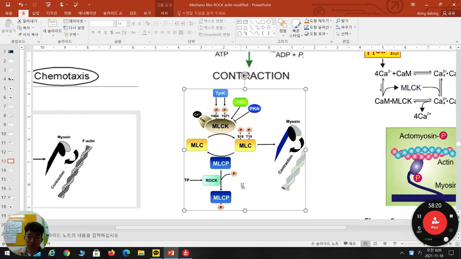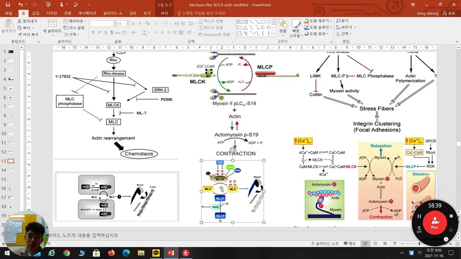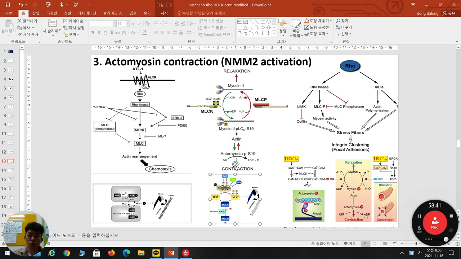So this is what I showed you previously, right? MHC phosphorylation, MHCK phosphorylates, makes the stroke, but phosphatase removes phosphorylation, and it's gone. Regulated by ROCK kinase. So up to here, any question? Perfect.